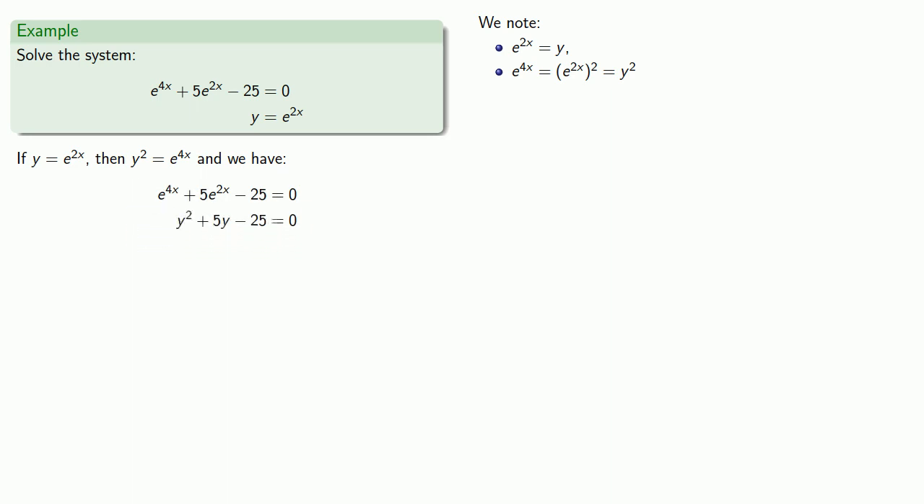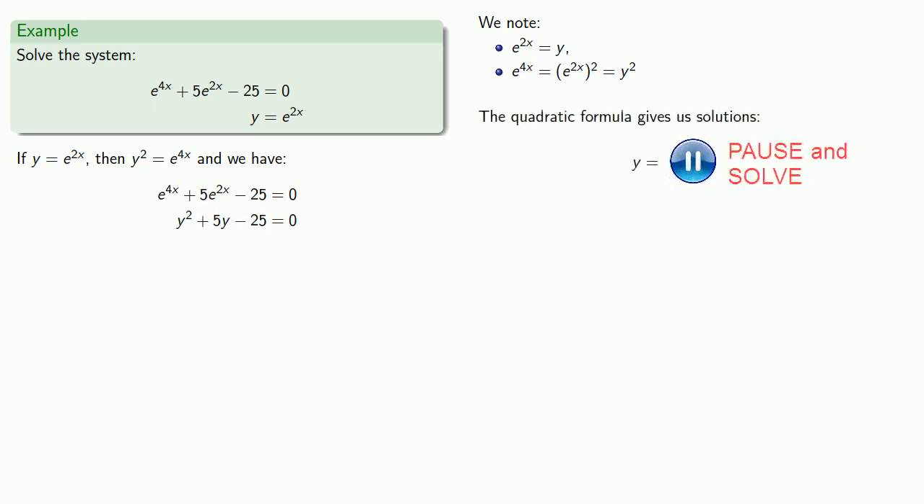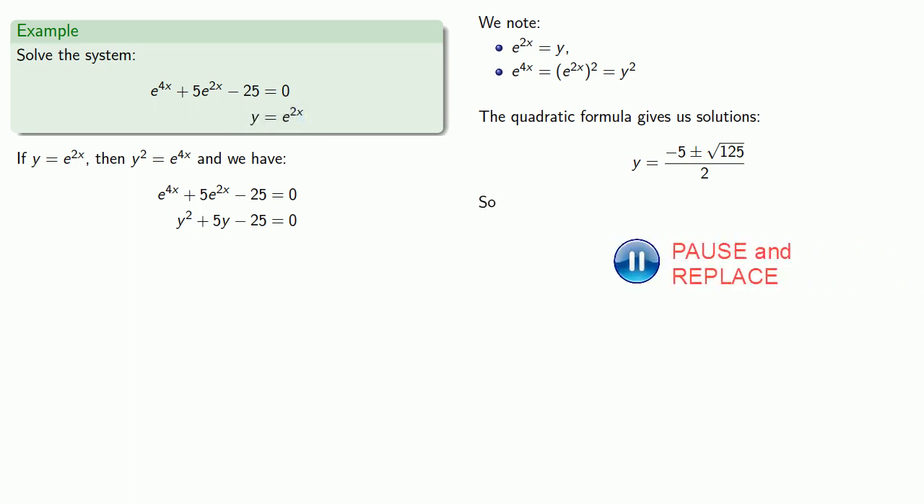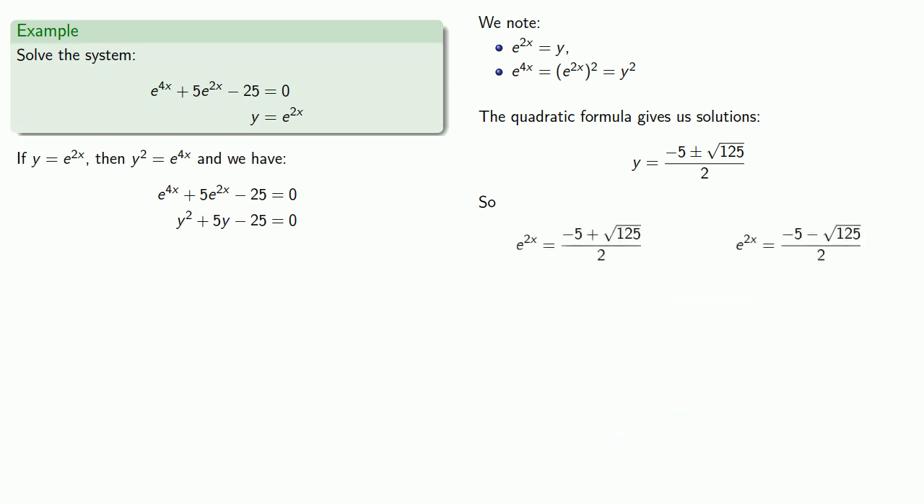And that gives us a quadratic equation. So the quadratic formula gives us solutions. Now, equals means replaceable, so if I know that y is equal to this mess, then I know e to the power 2x is equal to this mess. So we'll replace. Now this actually gives us two equations: e to the power 2x is minus 5 plus root 125 over 2, and e to the power 2x equals minus 5 minus root 125 over 2.